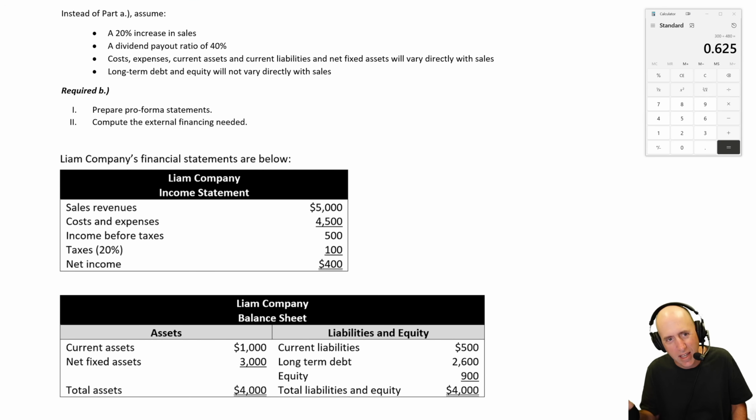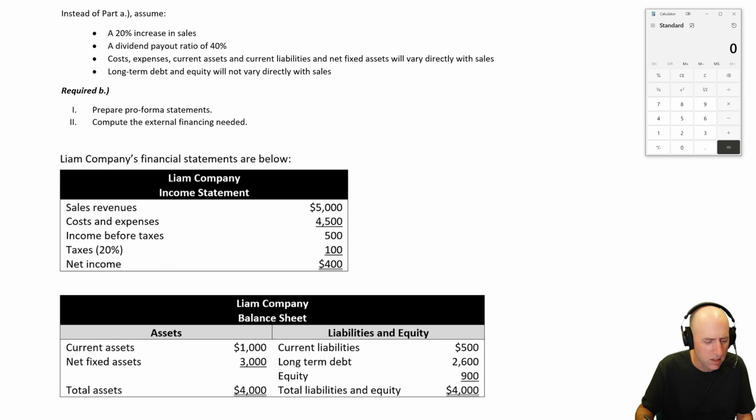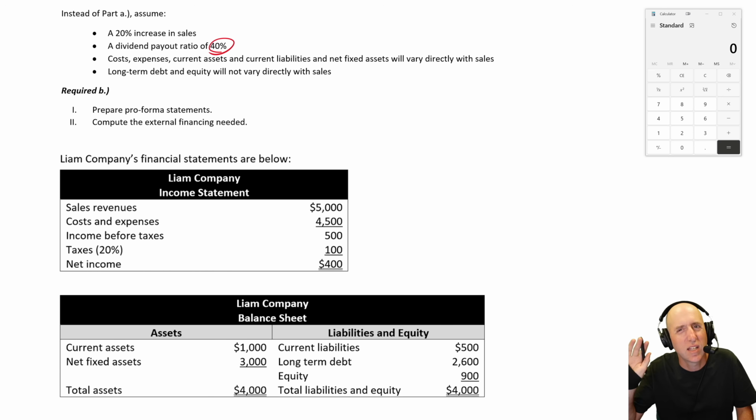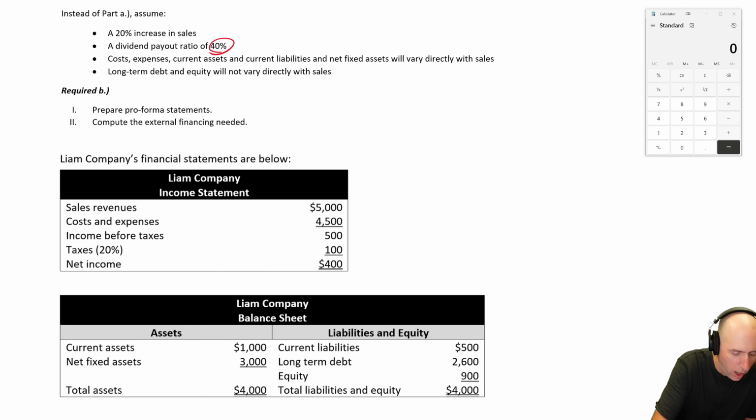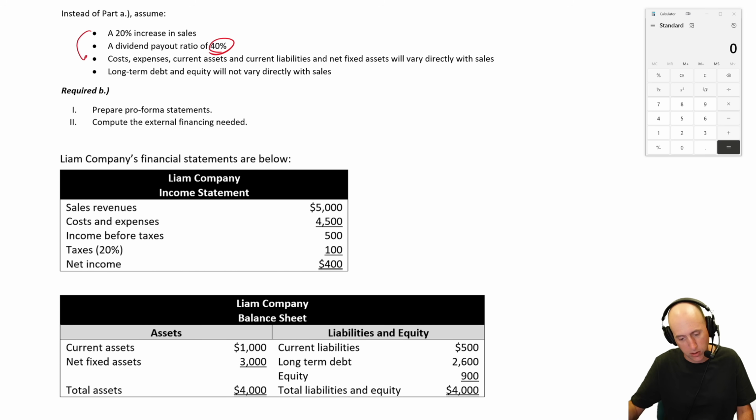Part B has us looking at the same set of statements, but doing slightly different things here. So it says, instead of part A, assume a 20% increase in sales. Actually that was the same. A dividend payout ratio of 40%, so not the 62% or the 30% that we had in the previous version. Costs, expenses, current assets, current liabilities, and net fixed assets will vary directly with sales. So as we're projecting a 20% increase in sales, all of these are going to just go up by 20%.